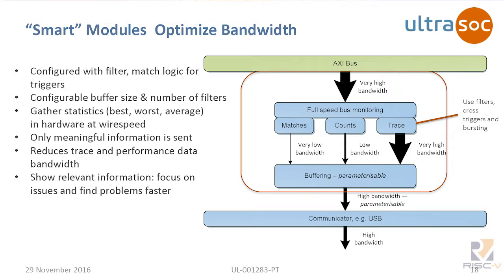At RTL time, you can specify how many matches you want, how many counts you want, what size counts are, whether you want to capture trace or not, and if you want to capture trace, how much buffering you want. All these lead up to how big the bus monitor itself will be. These are all knobs you set at RTL time, and depending on what level you set it at, you get different gate counts. This is what I meant by fit for purpose.